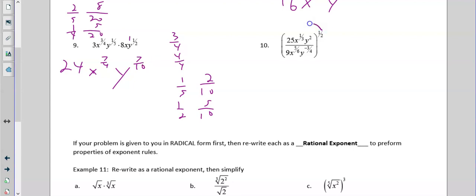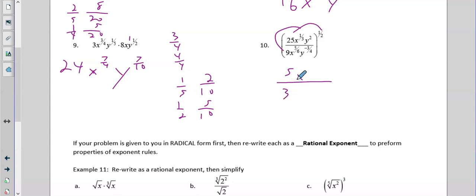All right, number 10, a lot going on here. So I'm going to take 1/2 to both my numbers. 1/2 is just square root. So that's basically the square root of 25 over the square root of 9. Save a little time right there. Now I'm going to multiply. X to the 1/3, x to the 1/2. Keep the base, add the exponents.